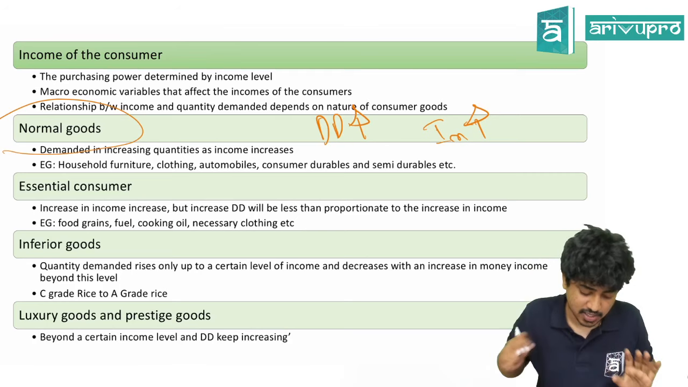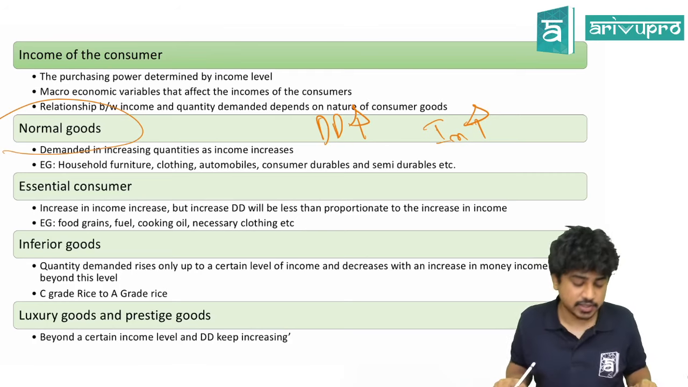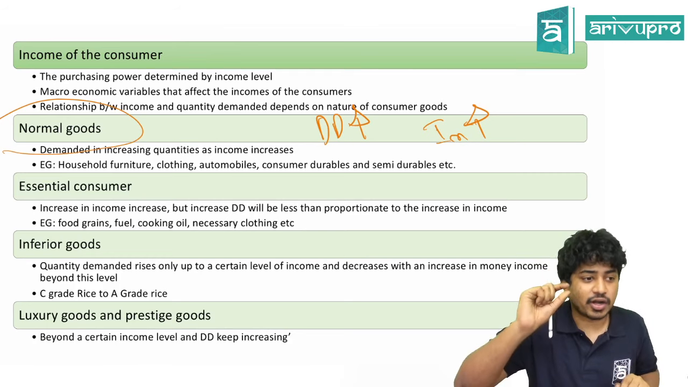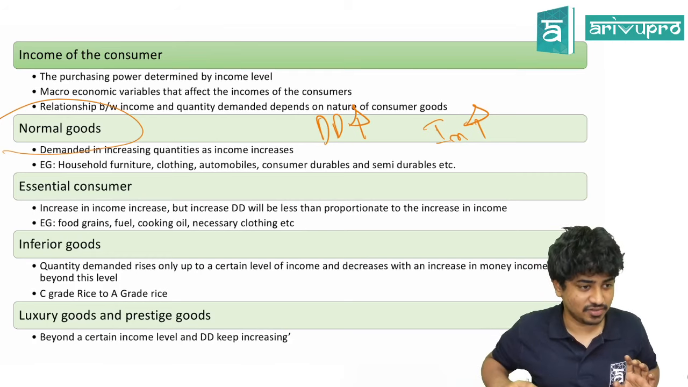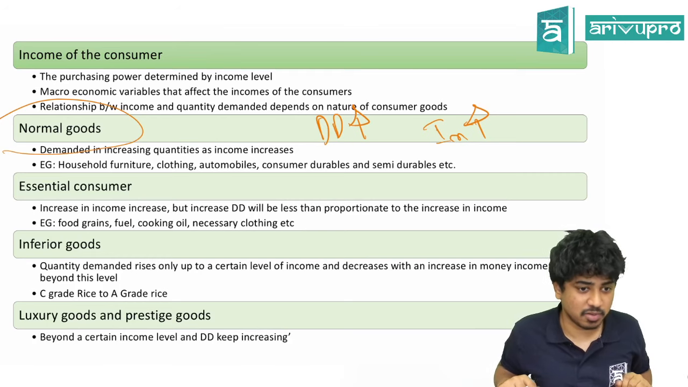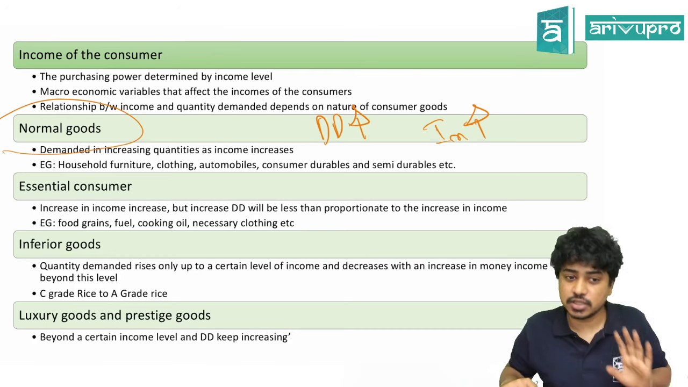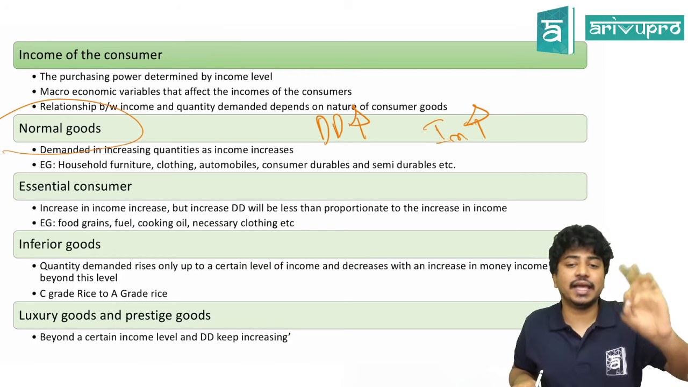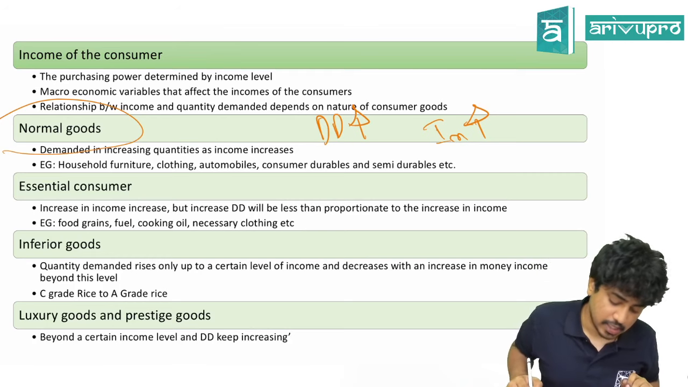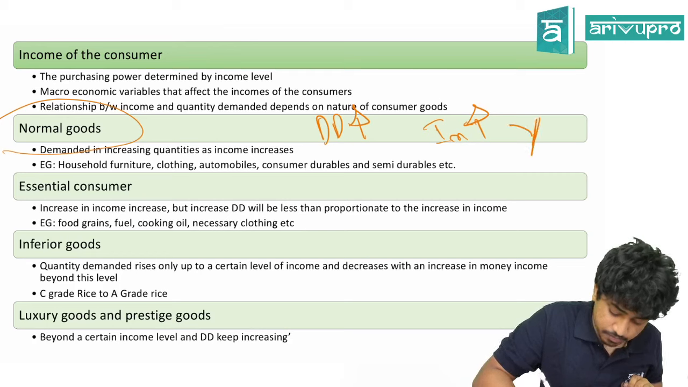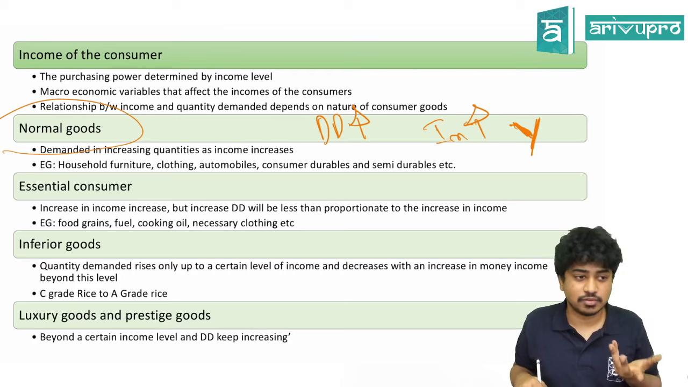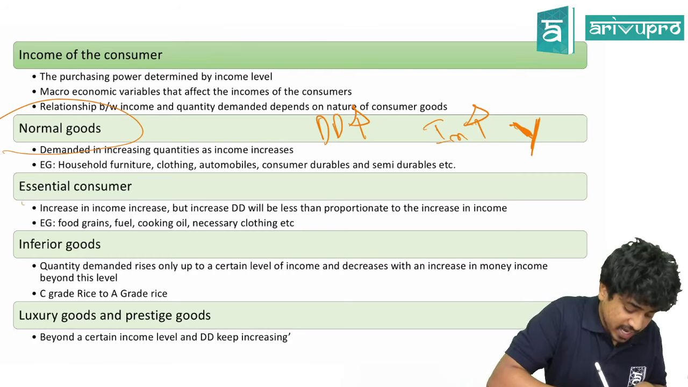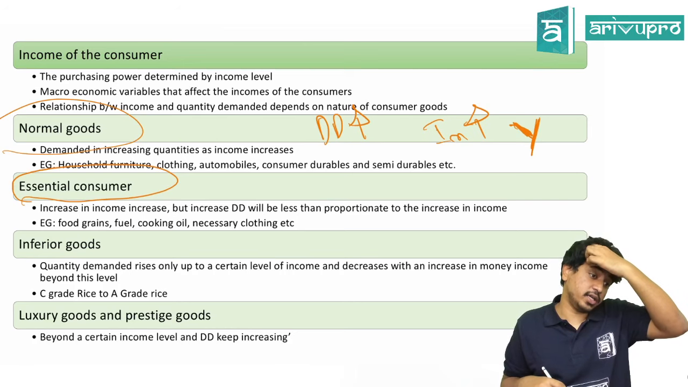For your understanding, I have given examples like household furniture, clothing, automobiles. There's no clear-cut definition. As I told you, you cannot classify a product into normal, luxurious, or essential, like what we saw in the case of the car and wants. Remember, what is normal for you might be luxurious for others. So here, the definition of a normal good is: demand will increase as income increases. In economics, income is represented as Y.